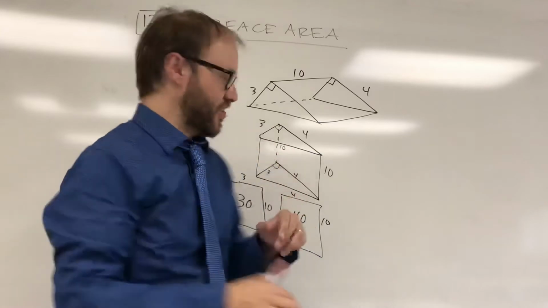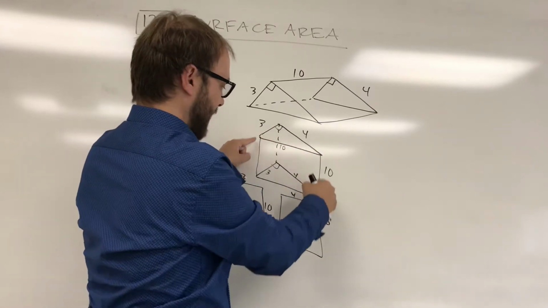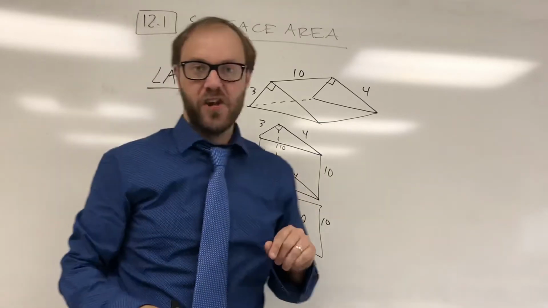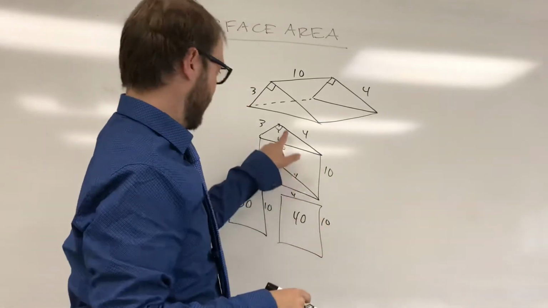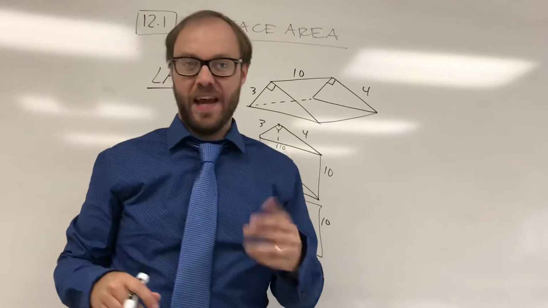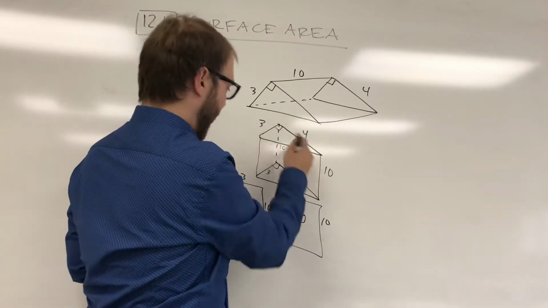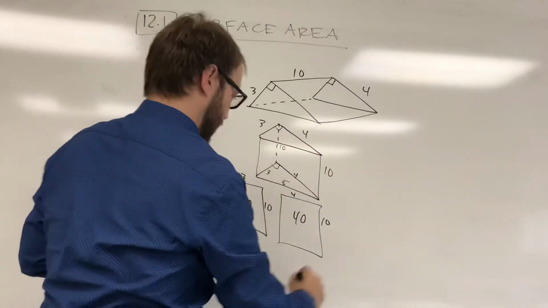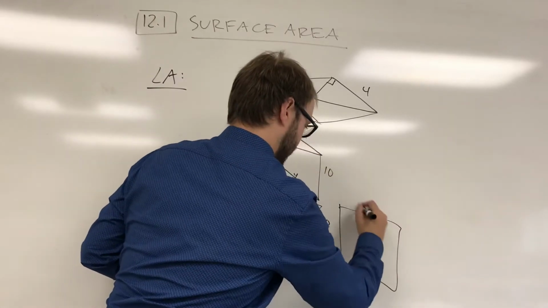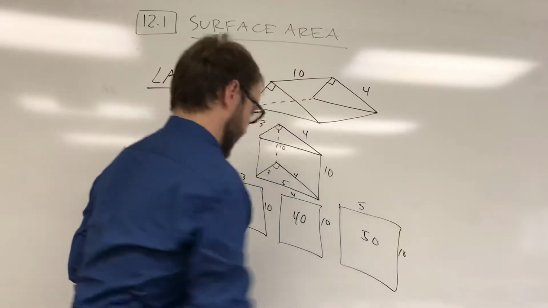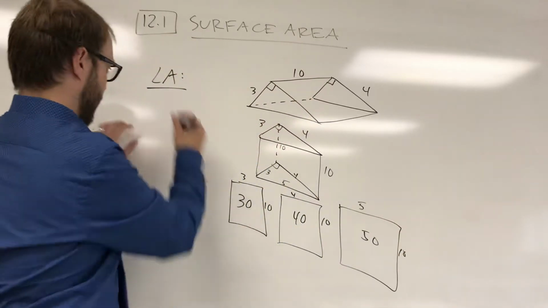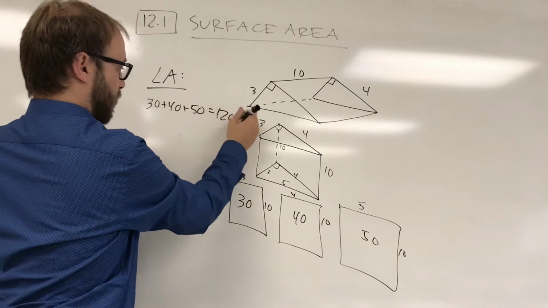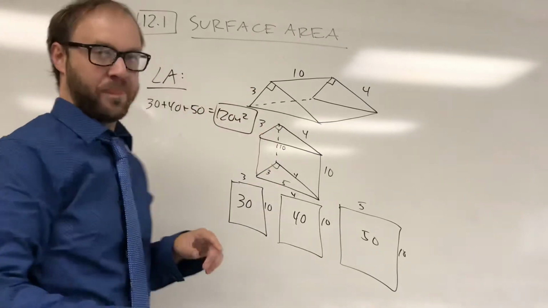And if you notice, for the front rectangle, they didn't tell me this length on either of those two triangles. So hopefully you recognize the triangular base is a right triangle, okay? It's a little 3, 4, 5 right triangle. So this is a 5 by 10 rectangle, and 5 times 10 is 50. Okay, so your lateral area is 30 plus 40 plus 50, which is 120 square units, okay?